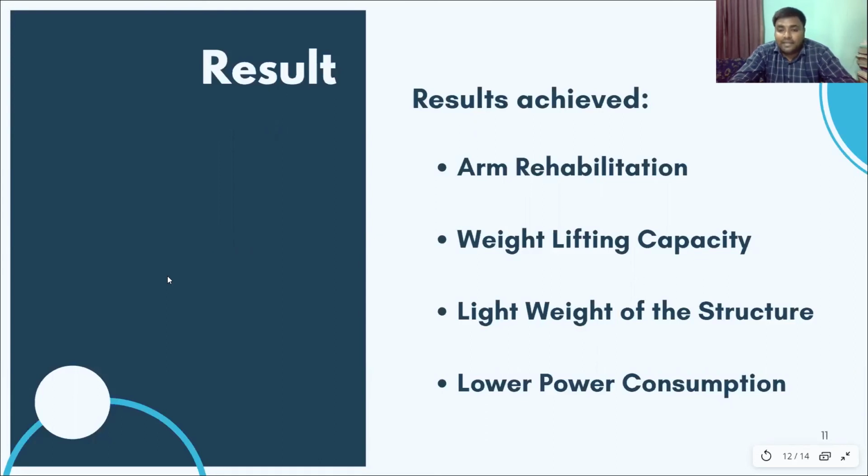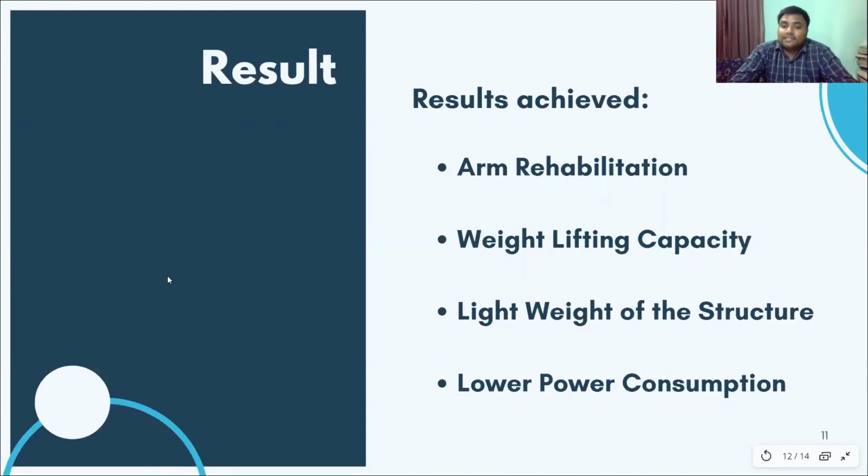The arm rehabilitation. As I said, we made an exoskeleton for the forearm called ExoArm, which can replicate the forearm movements. So in that case, disabled people who cannot move their hand or who don't have a portion of their hand can use the design, and they can lift any weight using this design. And stroke patients can rehabilitate using this ExoArm.